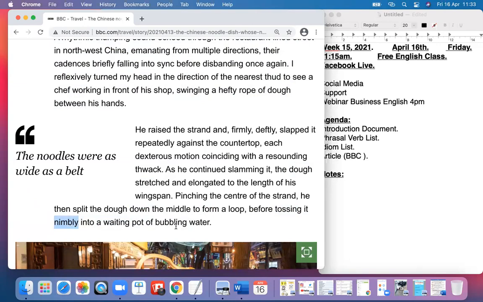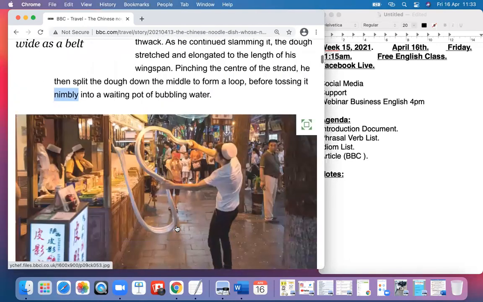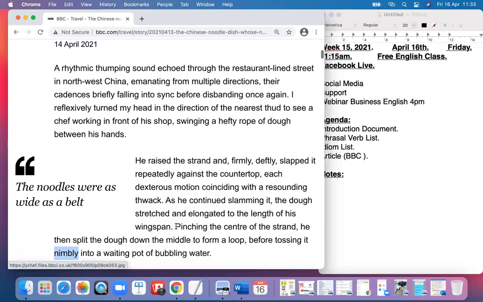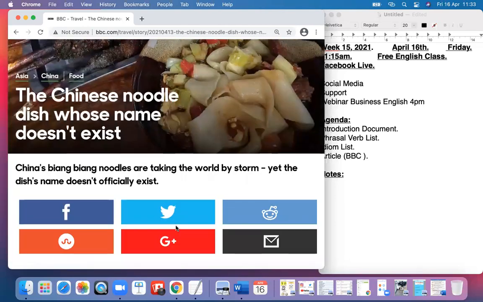So very, very good vocabulary. And here you can see the picture. But now I just want to explain the vocabulary, okay?